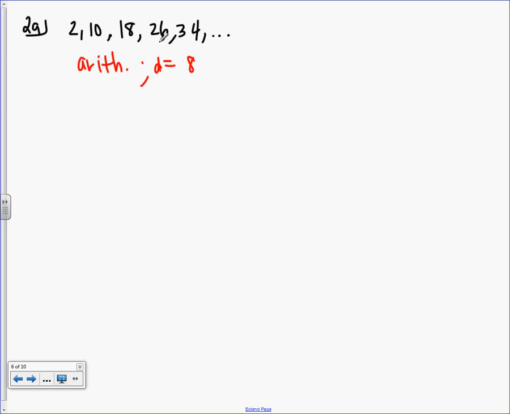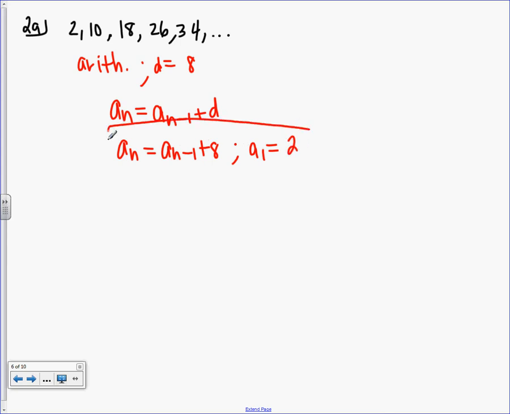So if we said arithmetic, this is a recursive sequence, so it's going to be a sub n equals a sub n minus 1 plus d. That's the formula from either sheet. Is that okay? Where, just like before, you have to give me a sub 1 and d. So a sub n equals a sub n minus 1 plus 8, where a sub 1 is 2. That's it. Here you just plug in d for the formula, and then you say, hey, by the way, a sub 1 is 2.